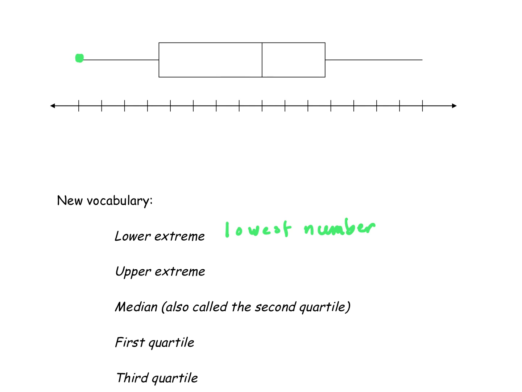Our next point is called the upper extreme. And it is the point at the end of what we're going to refer to as a whisker. As you may have guessed, that is the highest number of our data. So please copy these points down in your notes.